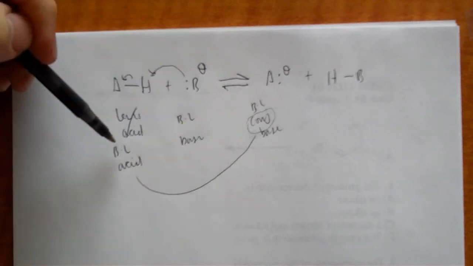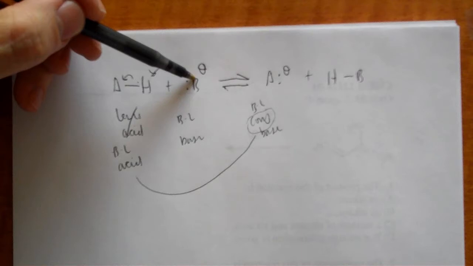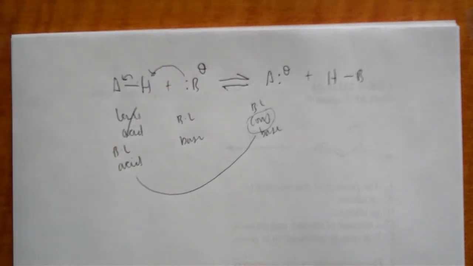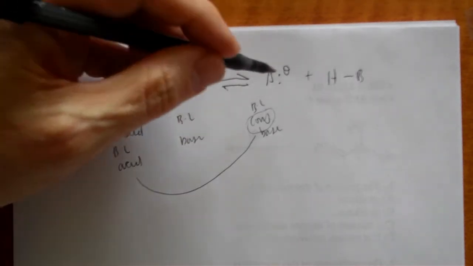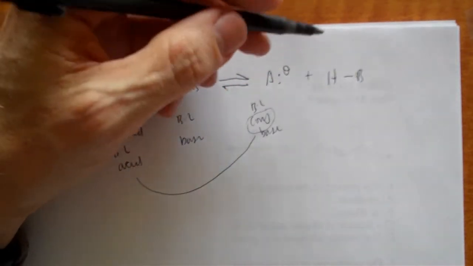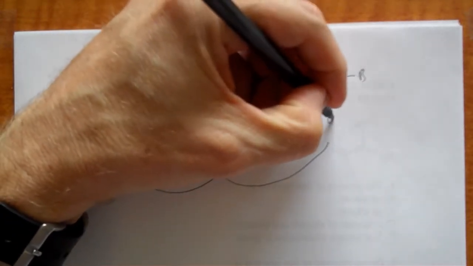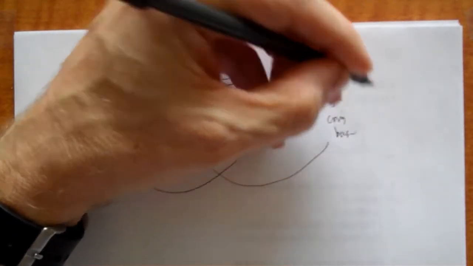A Bronsted-Lowry acid is something that donates a proton. A Bronsted-Lowry base is something that accepts a proton. So can you guess what the conjugate base is going to be? Of course, it's going to be the base plus a proton, right? Bronsted-Lowry conjugate base. We'll do an example in just a second.